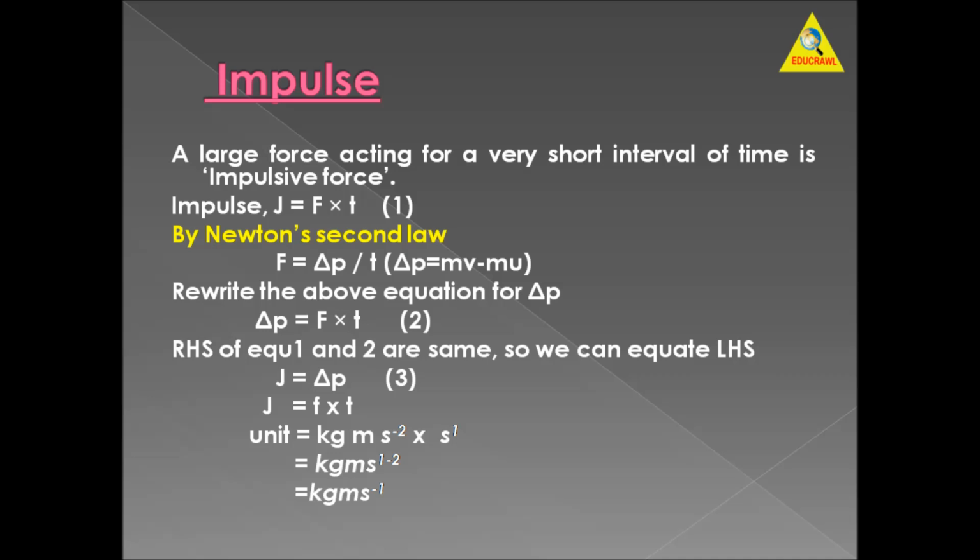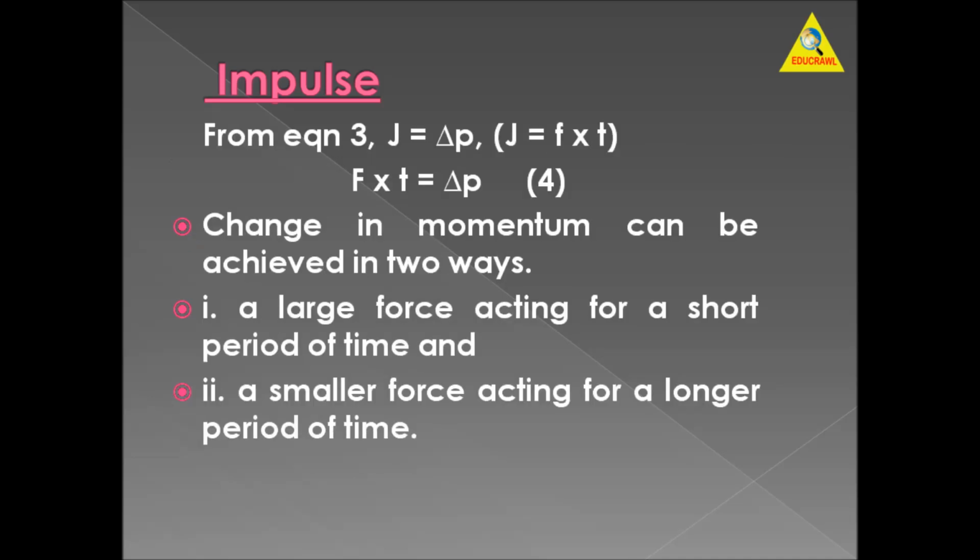According to equation 3, J is equal to del P. Here J is the product of F and T. So F into T is equal to del P, or the change in momentum can be represented as the product of F and T. Here the change in momentum can be achieved in two ways. Using equation 4, either a large force acting for a small interval of time or a small force acting for a very large interval of time. In the two cases we can achieve the change in momentum.